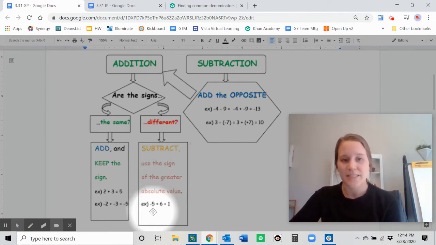So in this example, negative 5 plus 6, I see that this number is negative and this one is positive. So I'm going to subtract them. I subtract their absolute values. So 6 minus 5. 6 minus 5 is 1. You'll notice my answer is 1. That's because the number with the bigger absolute value, 6, is positive. The number with the smaller absolute value, 5, is negative, so my answer does not have that sign. It has the sign of the number with the bigger absolute value, okay?